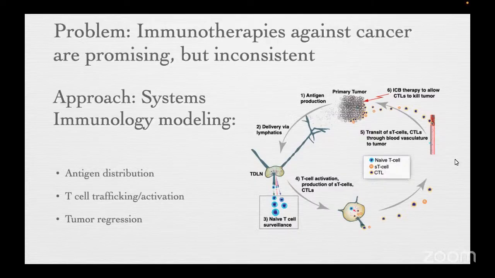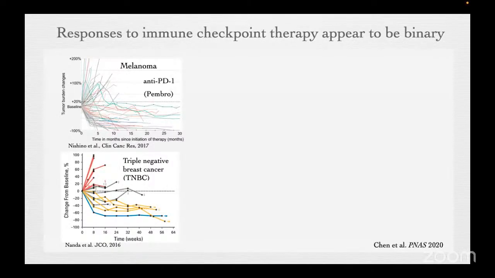We have systems immunology models where we can look at things like T cell distribution, activation, and how these processes affect tumor regression. And this was motivated by data such as you see here. In melanoma patients and breast cancer patients, some who get anti-PD-1 therapy can have dramatic responses, but in other patients, there's little or no response to the therapy. You can maybe explain this by differences in patient immune systems, maybe differences in the tumors themselves, maybe differences in diet and microbiome.